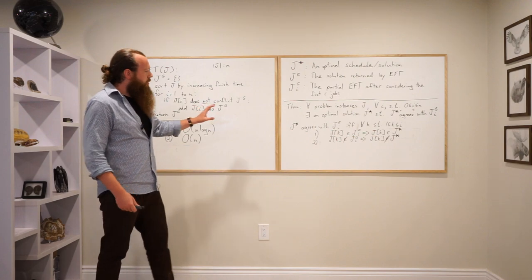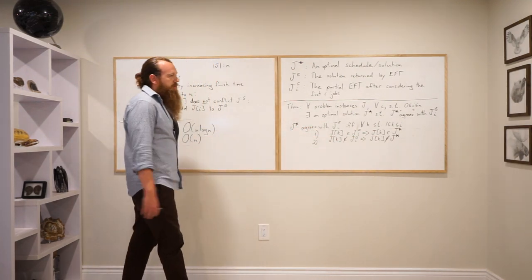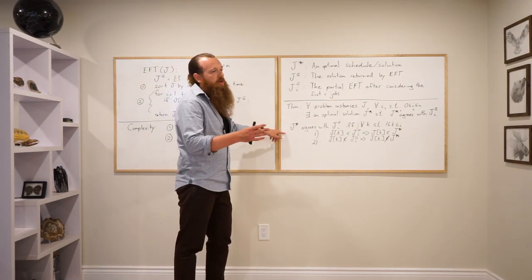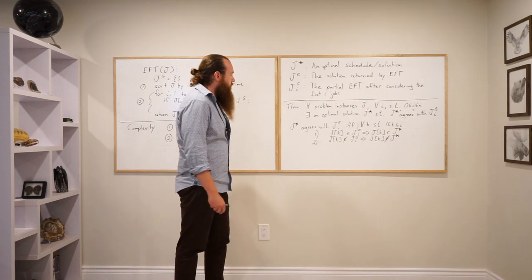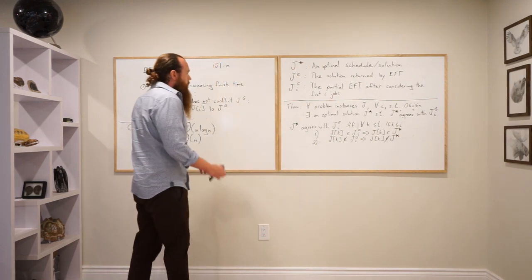Okay. So that's what it means for J star to agree with that. Basically, after I choices, J star made the same choices for those first I jobs. It might do something different after that, but at least for the first I choices, it agrees.